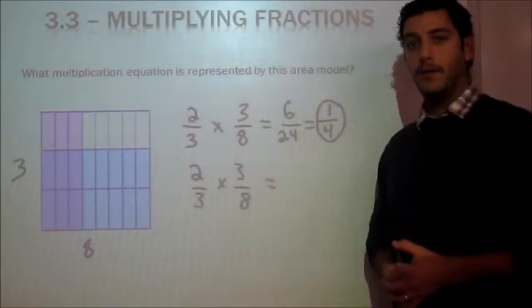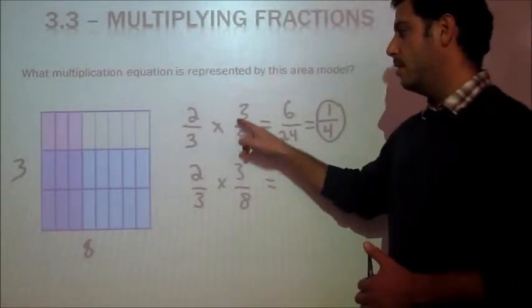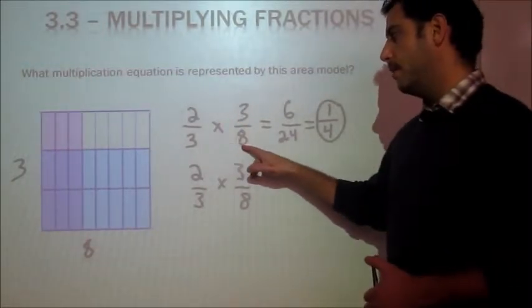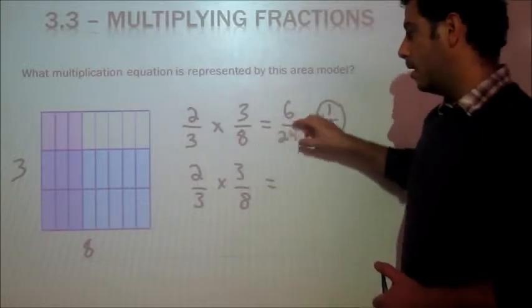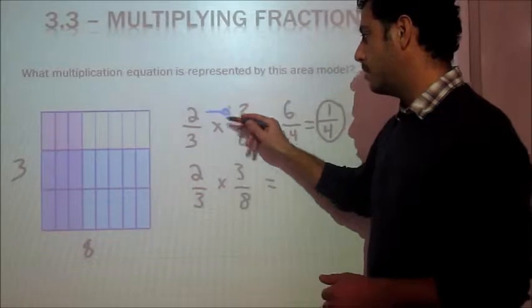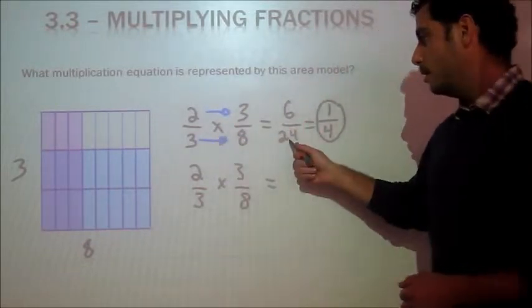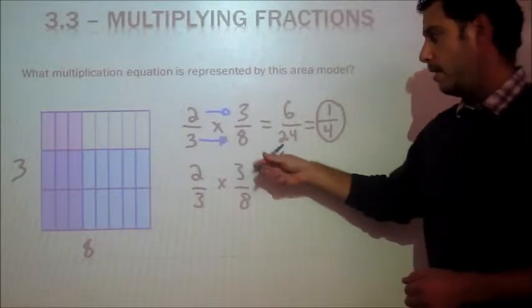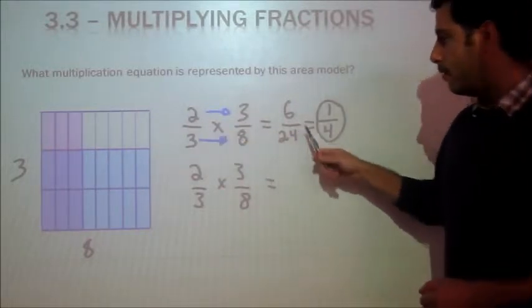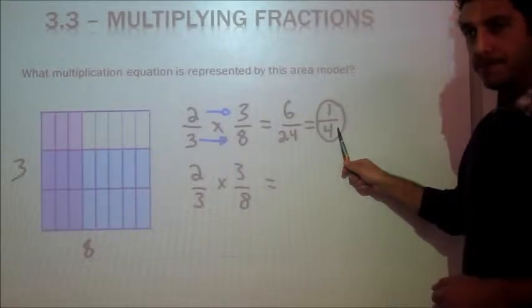Now, what you might have already noticed is that you can simply multiply the numerators together and the denominators together straight across to get your product. So you can multiply 2 times 3 to get 6, and you can multiply 3 times 8 to get 24. So you'd just multiply straight across, and then of course we want to simplify to get our 1/4.